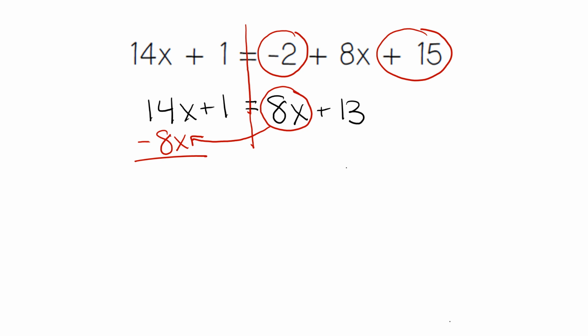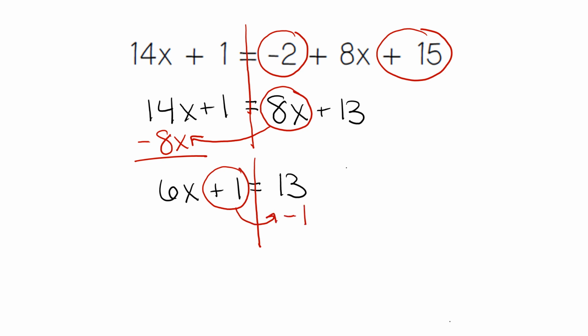14 minus 8 is going to give us 6. So 6 and the x variable go together. The plus 1 stays the same, and the positive 13 stays the same, because we did not use those numbers yet. Step 4 tells us to move the whole numbers to the right-hand side. So instead of plus 1, we do a minus 1. The 6x stays the same, and the 13 minus 1 gives us 12.